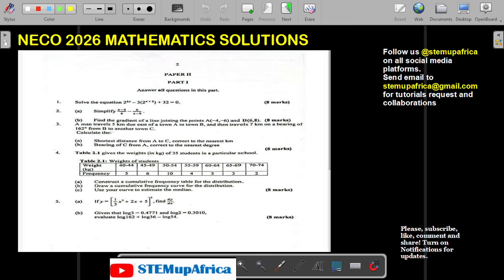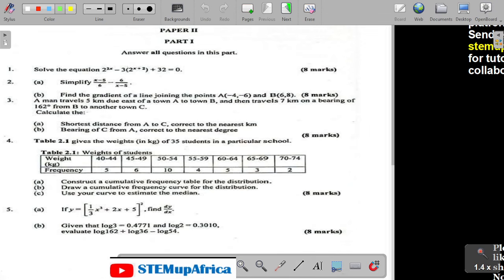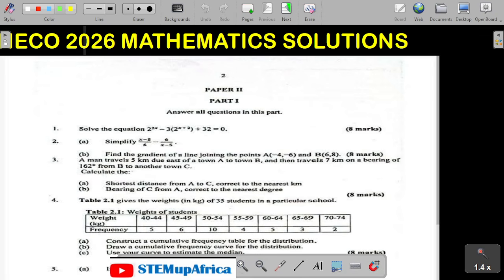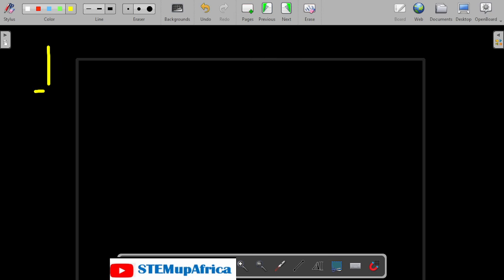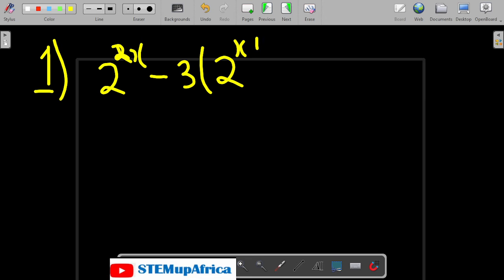Question 1 says solve this equation. Let's go. Question 1. We are asked to solve 2 raised to the power 2x minus 3 into 2 raised to the power x plus 2 plus 32 is equal to 0. So this is an exponential equation.